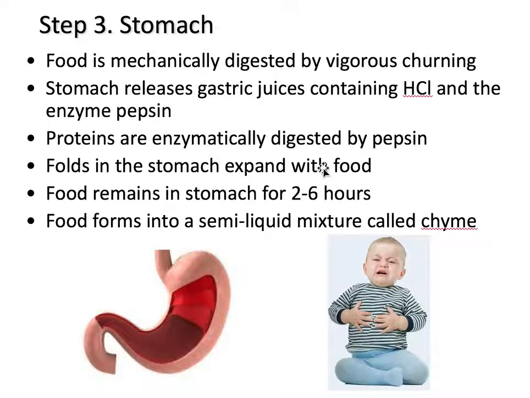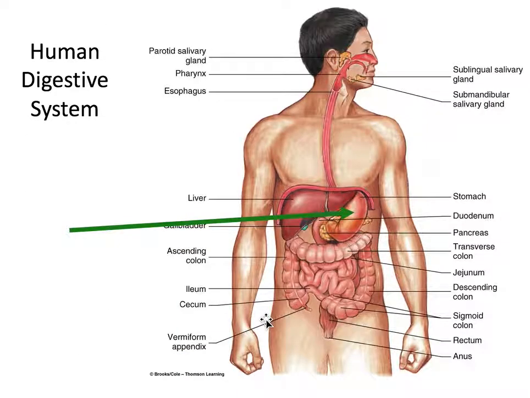And the food hangs out for about 2 to 6 hours inside of your stomach. The food eventually forms into something known as chyme, which is a semi-liquid mixture. And this is the outcome of all that mechanical and chemical digestion that's occurring inside of the stomach. And you have a poor toddler who has a little belly ache. So we have started in the mouth, we've gone to the pharynx and the esophagus, and we've passed to the stomach. Where are we going to go next?